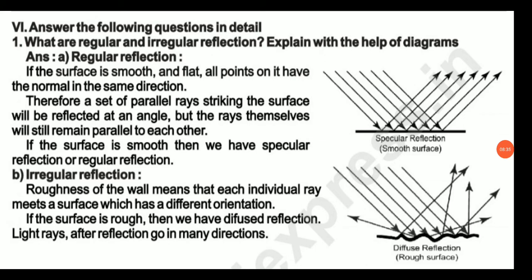Irregular reflection. Roughness of the wall means that each individual ray meets the surface at a different orientation. Second point, if the surface is rough, then we have diffuse reflection. Third point, light rays reflect in many directions.